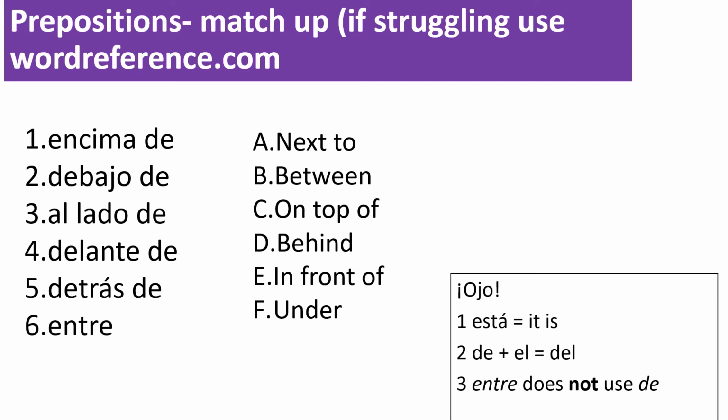And then you can basically open up the answers PowerPoint and mark your work at the end. I've put an ojo box, so like a be careful box at the bottom. So you've got one, és, start with an accent on the e, is it is. So it is in terms of a location. And then you've got, if you have de and el together, it doesn't go to de el, it goes to del. And then your last one says a bit of a hint for entre: it does not use de after it. So just maybe make a note of that in your book because that will help you later on.